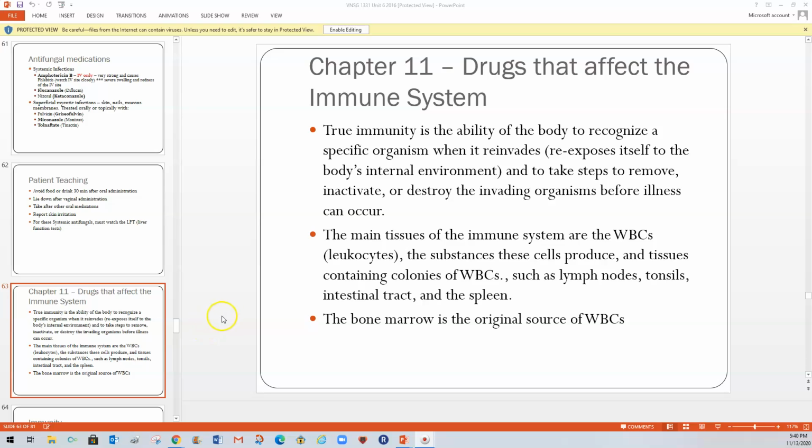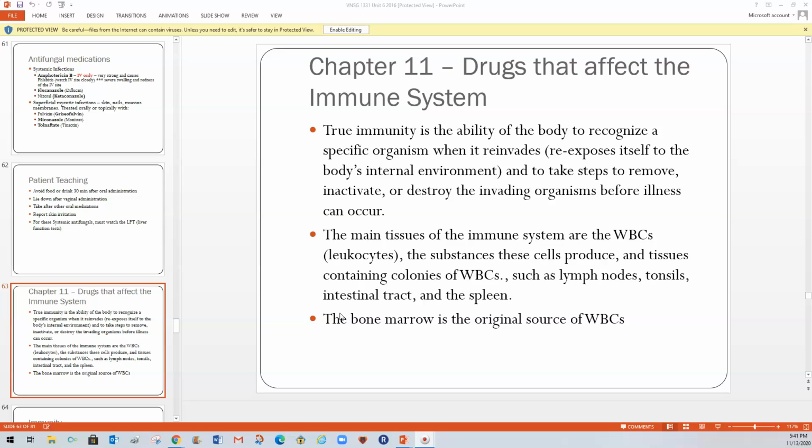This is Mrs. Terry, and this is continuing Pharmacology, Unit 6. And we're going to try to get 11 and 12 done in this lecture. But I want to go back to Chapter 10, just some highlights that I didn't cover.